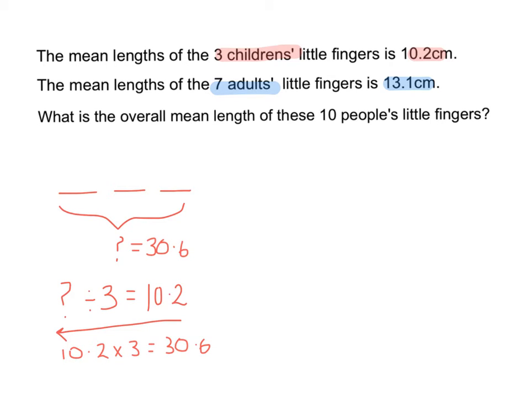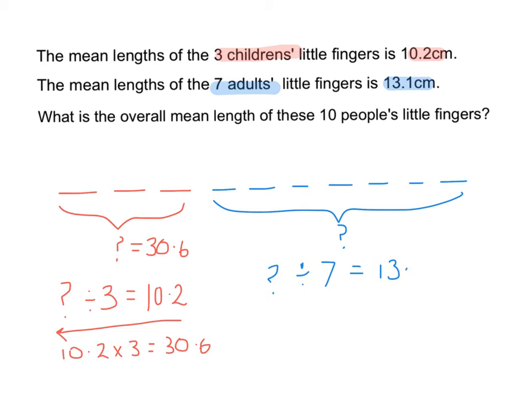So we've also got adults, and we've got 7 adults. 1, 2, 3, 4, 5, 6, 7. Again, I don't know what the total is, but I know that the mean is the total divided by how many there are, which in this case is 7, gives me an answer of 13.1. So if I do it backwards and use my inverse operations, 13.1 times by 7, put that on my calculator, and that gets me 91.7.